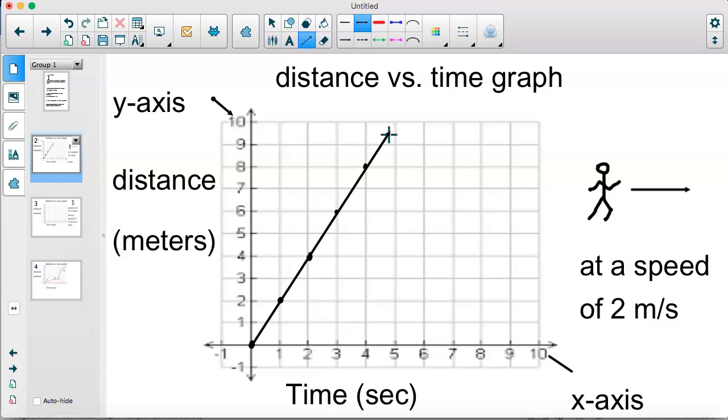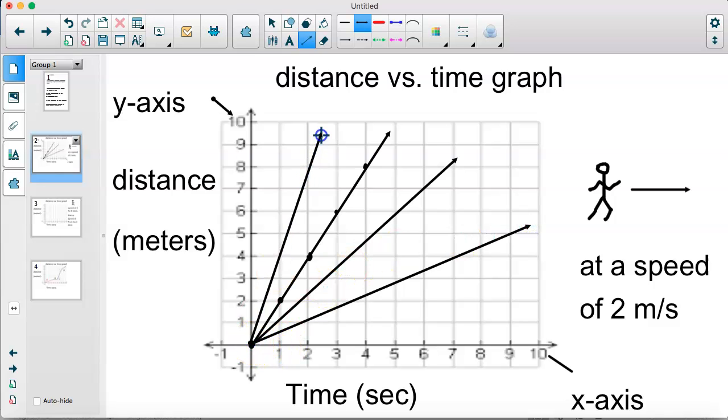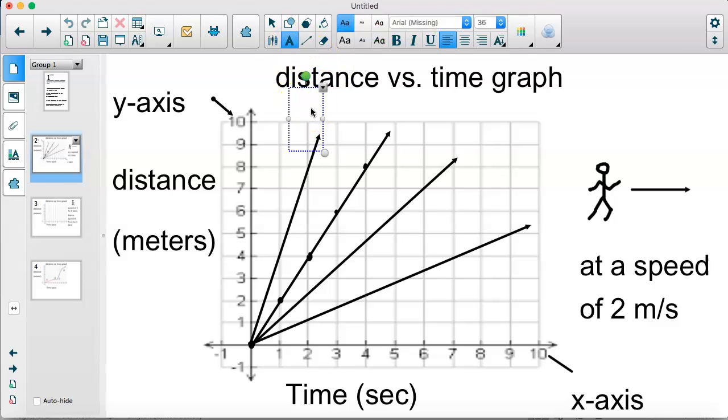Cool. I'm going to quickly add in a couple other graphs. Here's one. Here's one. And here's one. And let's just quickly label these graphs. We're going to see how well you guys do at identifying what these different graphs mean. We'll call them A, B, C, and D.